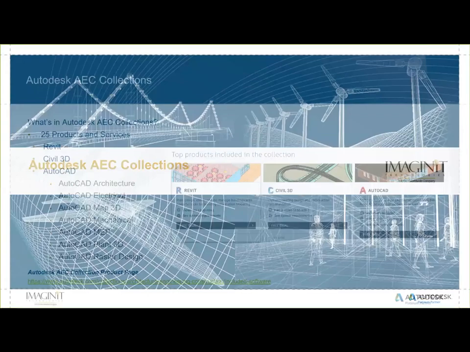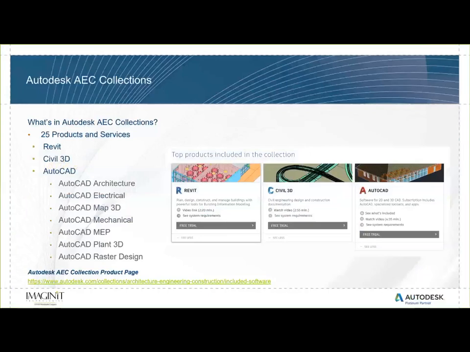So we're going to start off with the collections and what they are. It's roughly about 25 products and services, and when we say services, that would be like rendering to the cloud as part of that service and so forth. What we would consider to be the hero products, or the top products that people use out of the collections, would be Revit, and again, Revit's going to be for your building design. That's your BIM tool. Then you have Civil 3D, which is going to be the BIM tool on the civil engineering side. And of course, then we have AutoCAD.